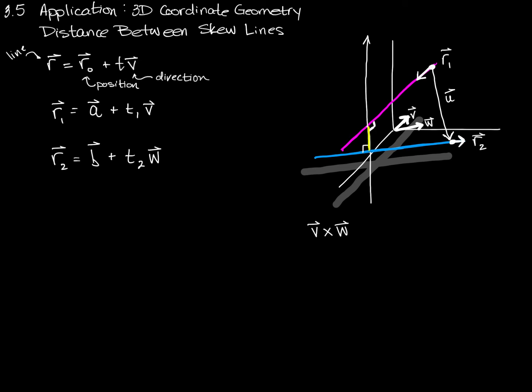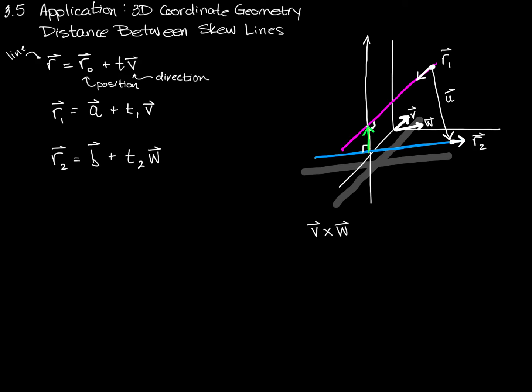So the next thing I'm going to point out is that in order to find the correct length, the shortest length, the position vector R1 and the position vector R2, each one of those is a position vector for our two lines. There's a distance between those two, right? There's a length of this vector. And if I want to find the shortest such distance, the shortest such position vector, then I need to project this vector U onto this vector V cross W. That projection will be a vector of the correct length.